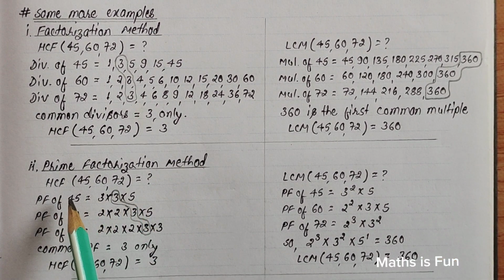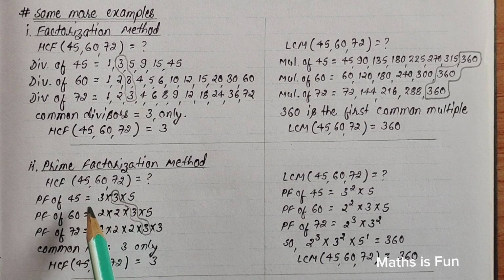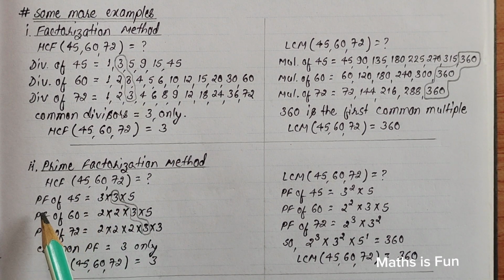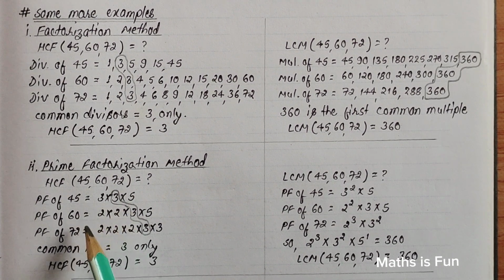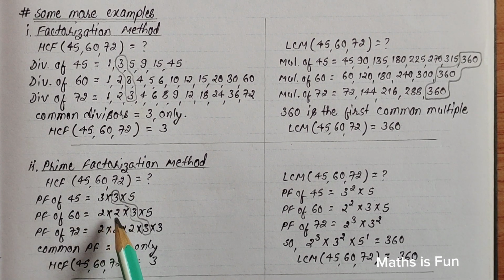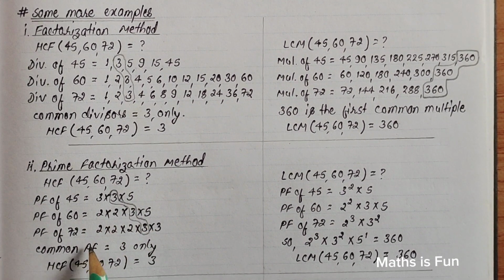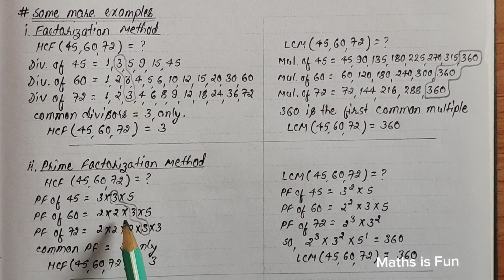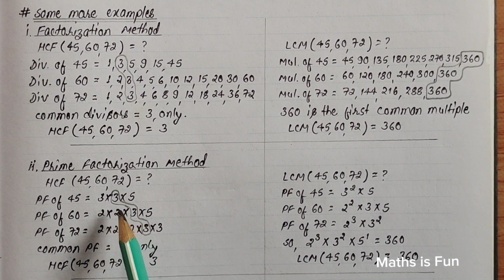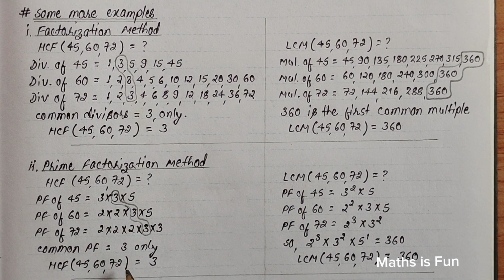So we'll find out the HCF of 45, 60 and 72. We'll write out the prime factors of 45, 60 and 72. For 45 it is 3 into 3 into 5. For 60 it is 2 into 2 into 3 into 5. For 72 it is 2 into 2 into 2 into 3 into 3. So we see that only 3 is a common prime factor of all these three numbers. So we have the HCF of 45, 60, 72 equals 3.